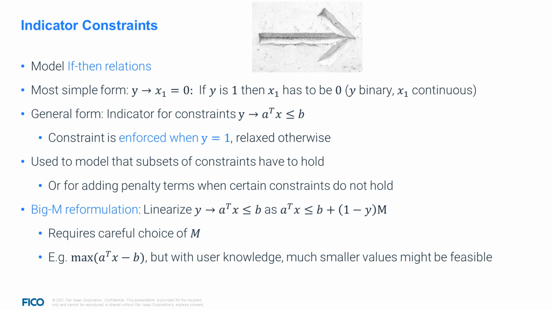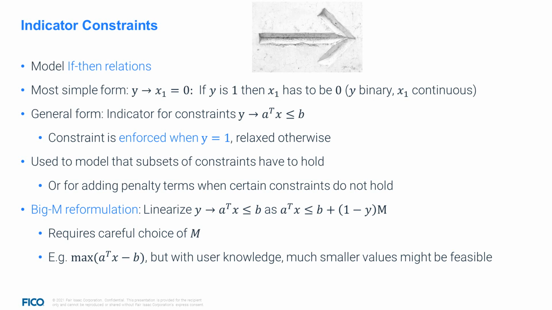Often this is also written in the format y implies x1 equals 0. This is the arrow that you see there, where y is called the indicator variable. In the general form, however, the indicator variable y implies not only the value of a single variable, but the whole constraint of the form A transpose x less than or equal to b. In other words, such a constraint is enforced when the indicator variable is 1, otherwise it can be relaxed.